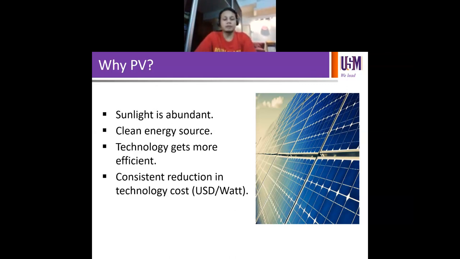Along with the improvement in the conversion efficiency, the reduction in the technology cost will happen as well. When we talk about technology cost in solar cell, we normally talk about dollar per watt, right? Kita pakai USD per watt. It's how much you spend to fabricate the cell over how much power you can harvest from the cell. Therefore, it's defined as dollar per watt or USD per watt.